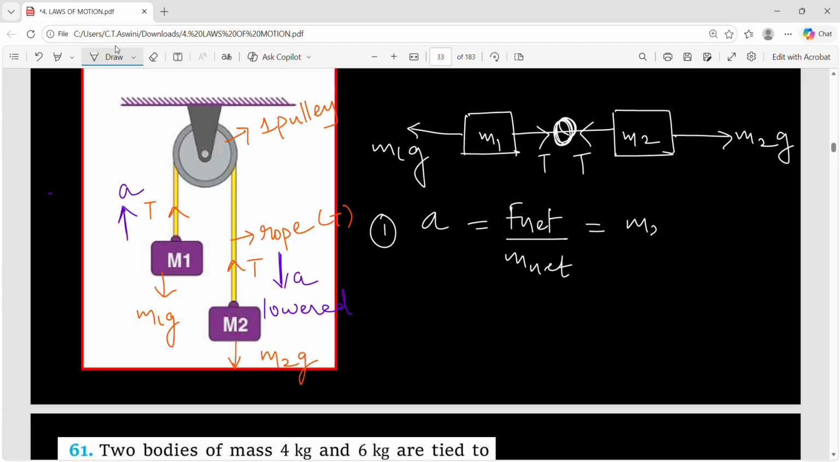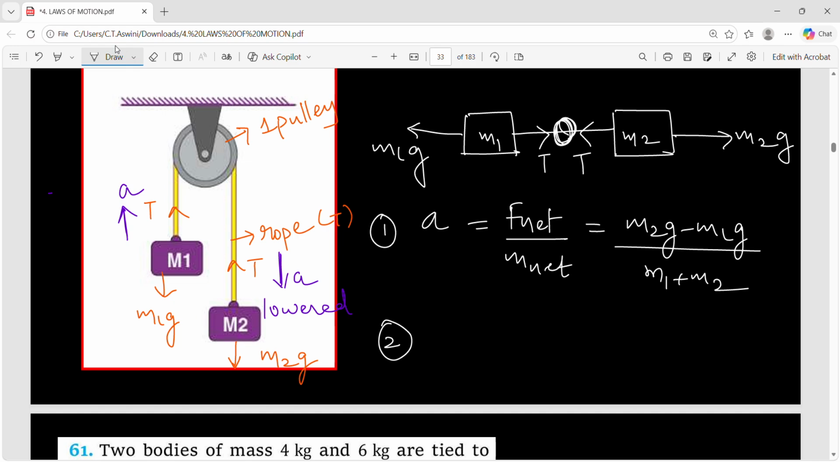So how will you take the F net now? M2 mass is more. So M2g minus M1g. This is the F net. And what is the M net? M1 plus M2. Clear? And second part, we have to calculate the tension force.